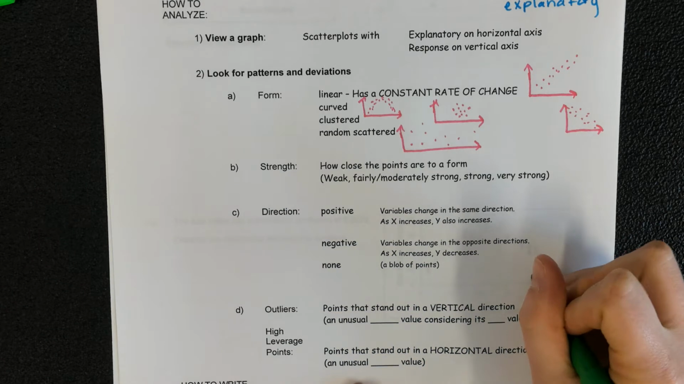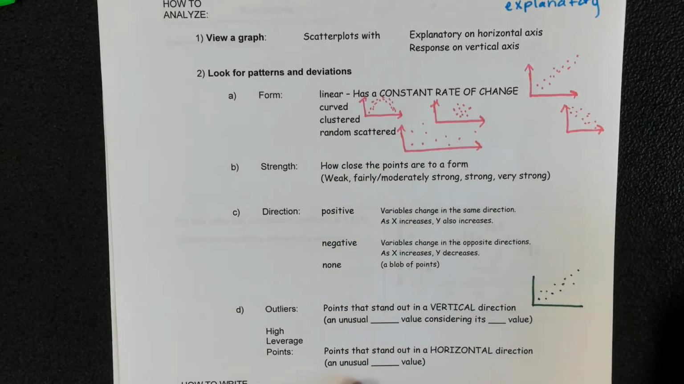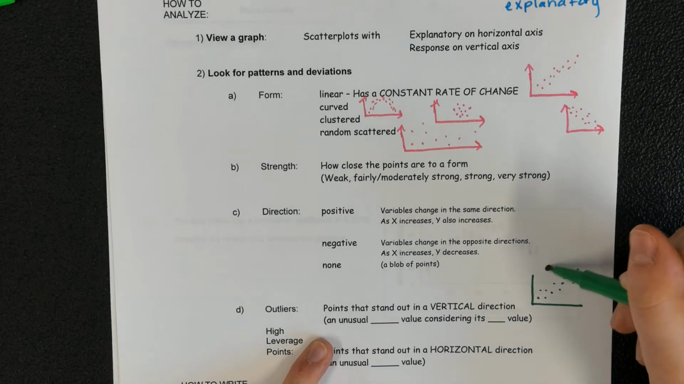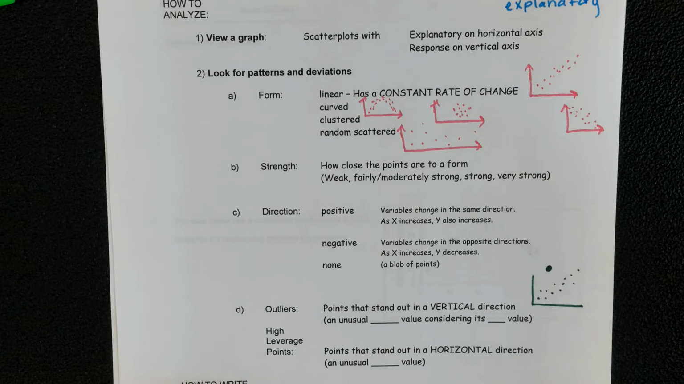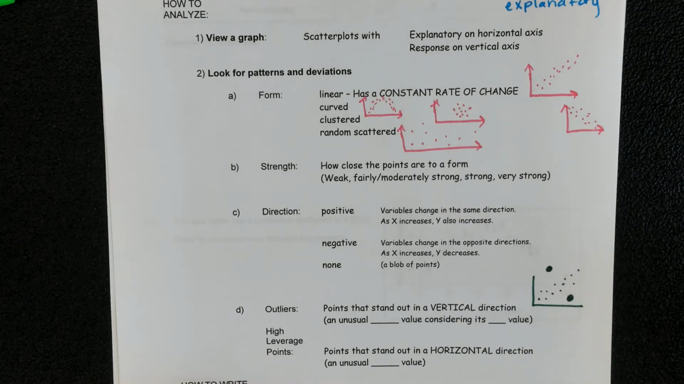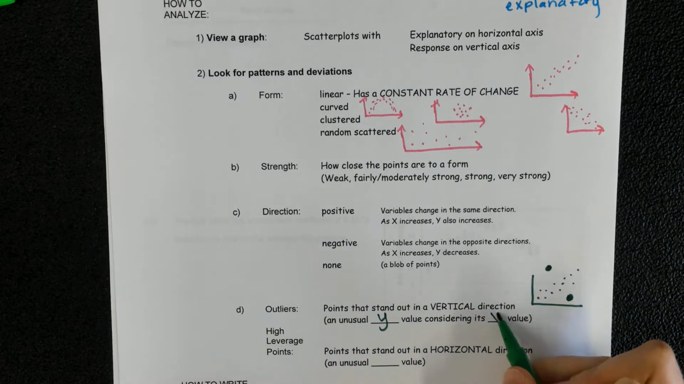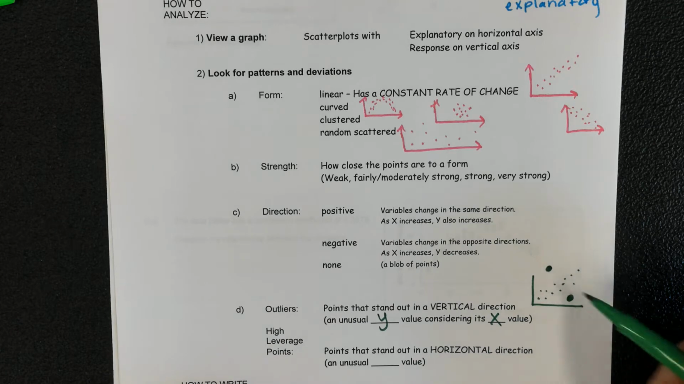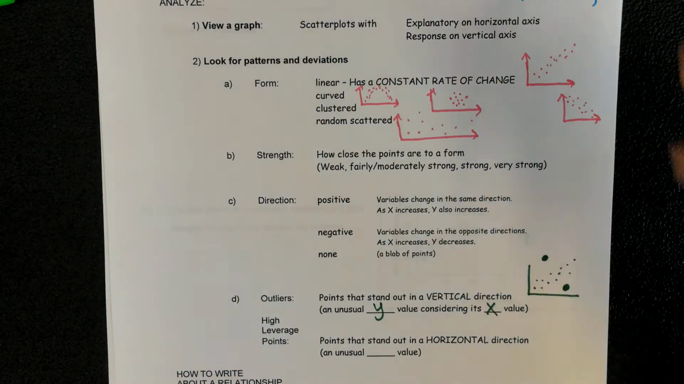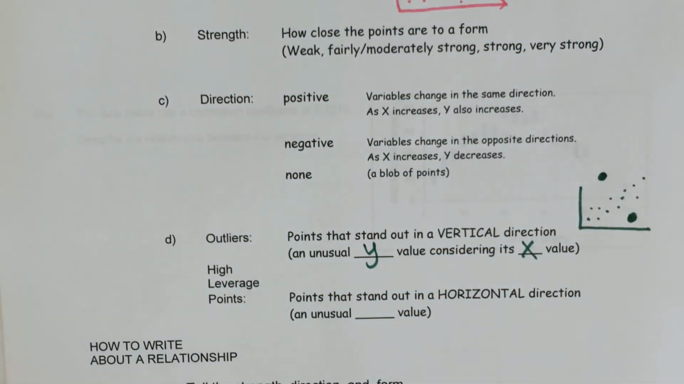Let's go back to the linear example. If we had some linear data, and a point stands out in a vertical direction, this right here would be an outlier. This down here would be an outlier. So it's an unusual y value considering its x value. Here are the x values; you would figure that it would fall in line with these, but it doesn't. And let's talk about a high leverage point. High leverage points are a little bit different.